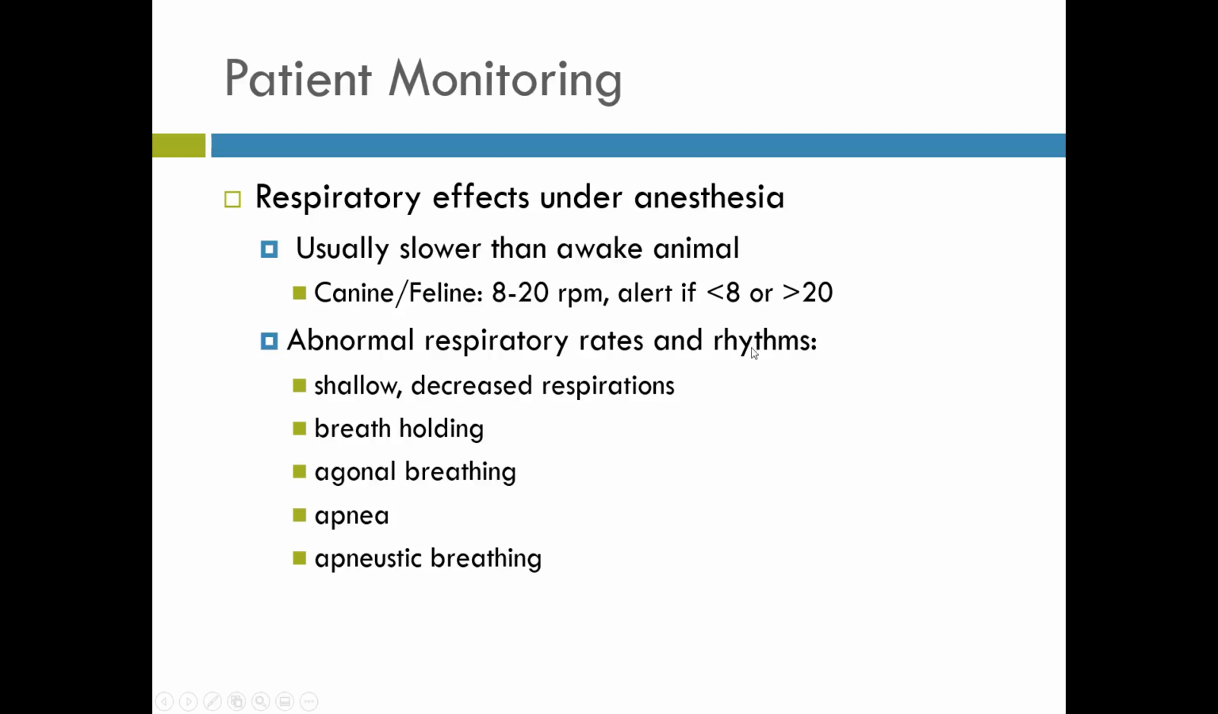Respiratory rates under anesthesia are usually slower than in awake animals. Canines and felines have very similar respiration rates, so we want to alert if they're either too high or too low. Abnormal respiratory rates and rhythms that we can see are shallow, decreased respirations, breath holding, and agonal breathing, where they are struggling to breathe. Apnea is the lack of breathing, so loss of breath. And then apneustic breathing is kind of like gasping, where they're trying to breathe in. That is not good either. They're kind of suffocating, so we have to address that quickly.